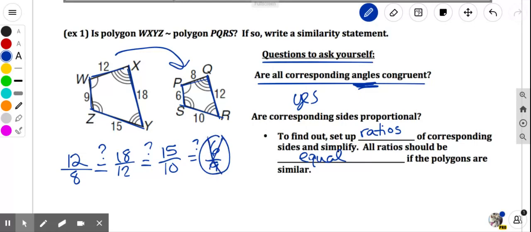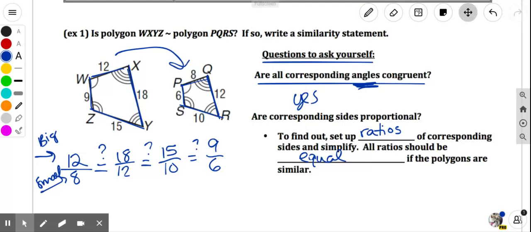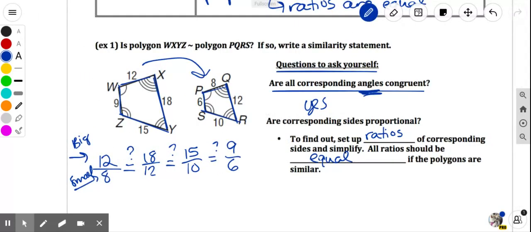Do you see how for all of these, I had the big one on the top and the small one on the bottom? You have to do that the whole way through. So I would have gotten a no here if I hadn't caught my mistake, which wasn't really a mistake. Anyway, it really should have been 9/6, big to small. Or you could have done small to big for all of them. As long as you do it for all 4 sides, it doesn't make a difference.